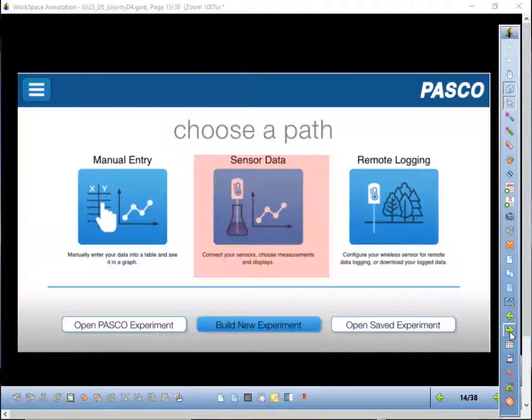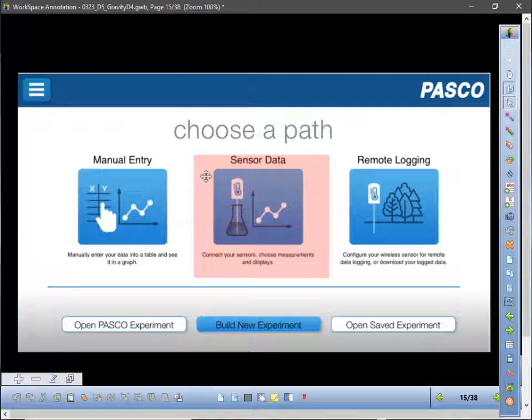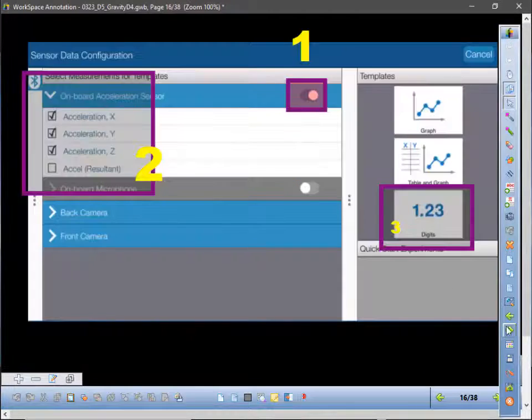So the first time you run it, it looks like this. Click on Sensor Data because you want to use the sensors on your phone. And then this screen opens up. Once you open this up, first you click on this little toggle button here, which is Onboard Acceleration Sensor.